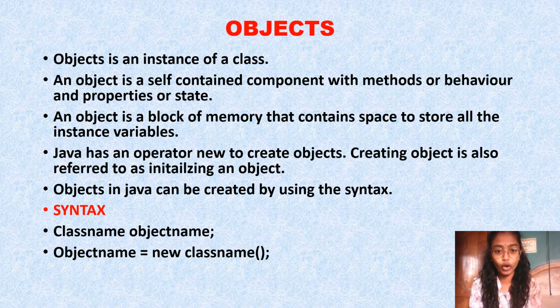An object is a block of memory that contains space to store all the instance variables. Java has an operator called new to create an object. Creating an object is also referred to as initializing an object. Objects in Java can be created by using the following syntax. The syntax is as follows: class name, object name, semicolon, object name is equal to new class name. Here we are using the new operator to create the object.